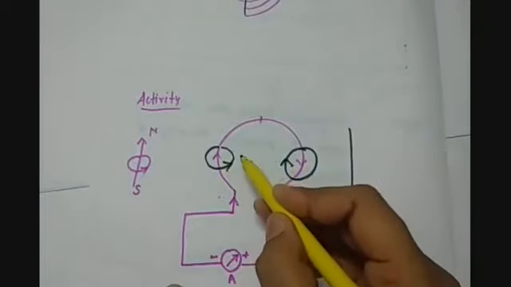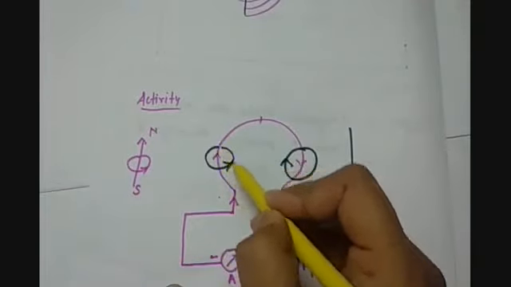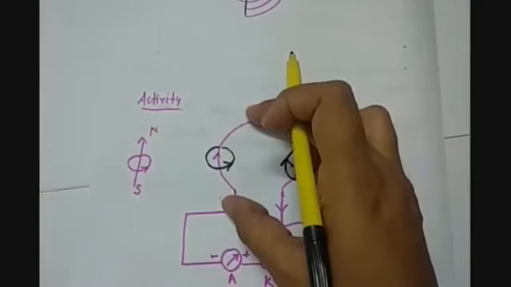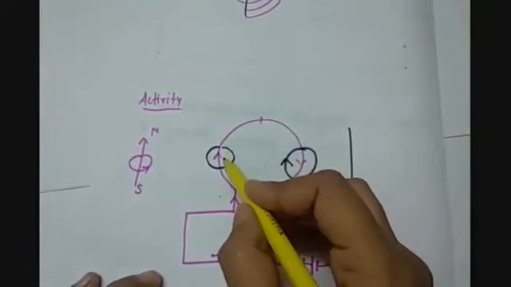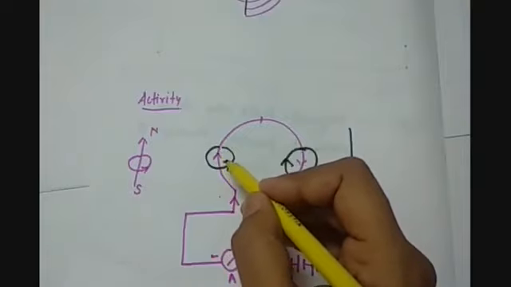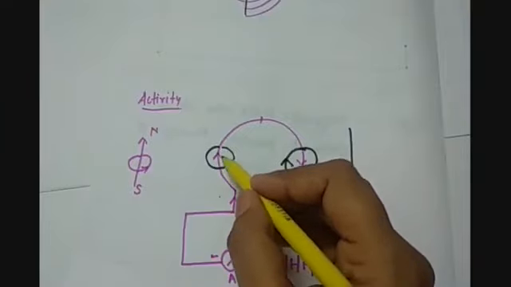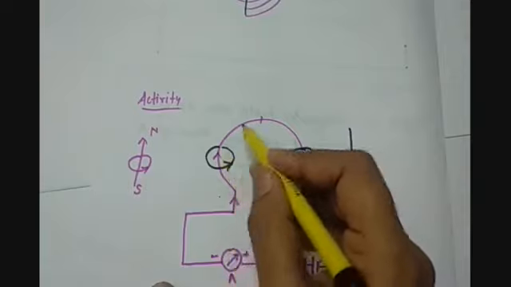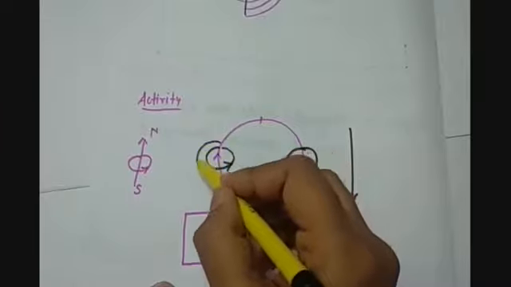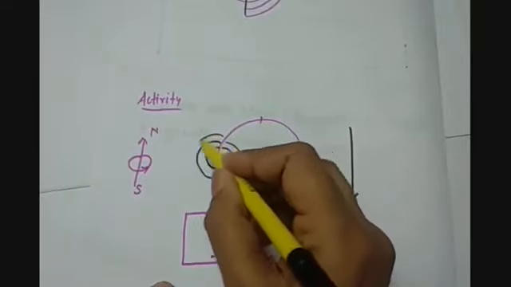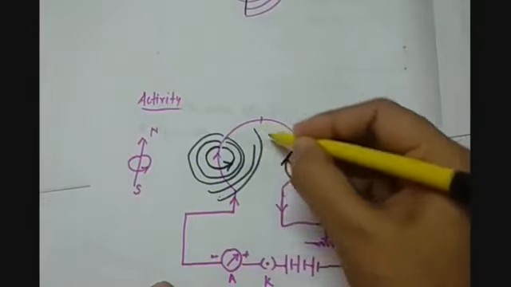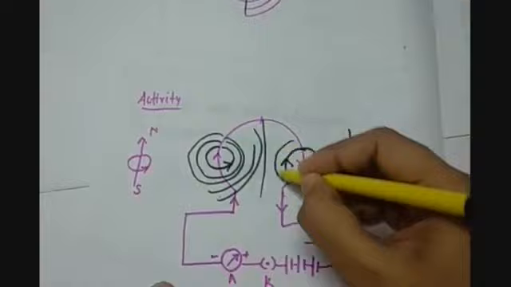Here you can see that this segment of the circular loop will behave as a straight conductor, and the magnetic field will be produced as concentric circles having this conductor as the center of the magnetic field. So we will be having concentric circles around the conductor this way.